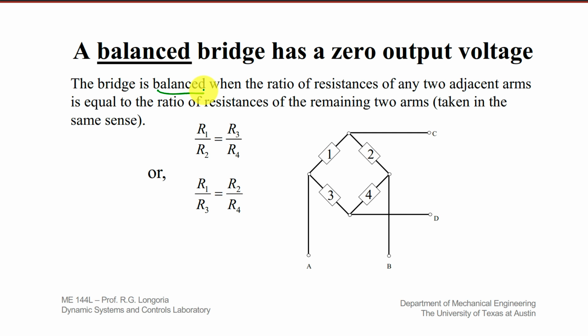We say that it's balanced when the ratio of resistances of any 2 adjacent arms is equal to the ratio of resistances of the remaining 2 arms. So if you have R1 over R2 equal to R3 over R4, then let's say I put in some input voltage here, the output voltage here will be 0 if it's balanced, right?